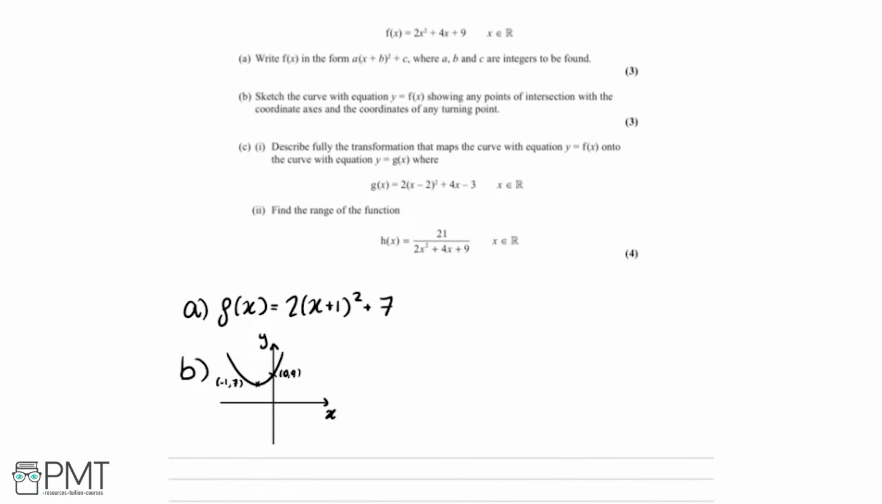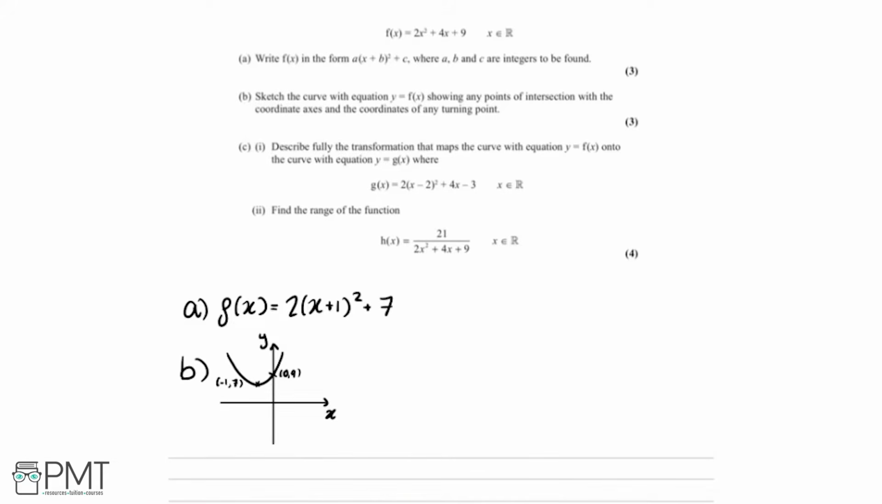Okay, so we're going to have a look at part C now. So part C1 just says, describe fully the transformation that maps a curve with equation y equals f of x onto the curve with equation y equals g of x, where g of x equals 2 multiplied by (x minus 2) all squared, plus 4x minus 3. And down here I've also written our answers to part A and part B, which we worked out a second ago, just in case you want to refer back to them.